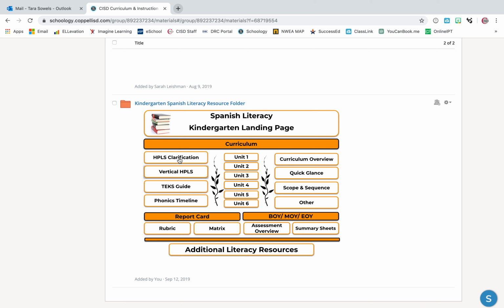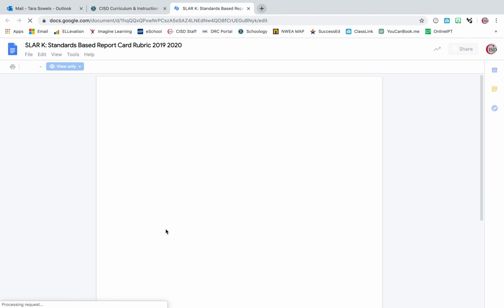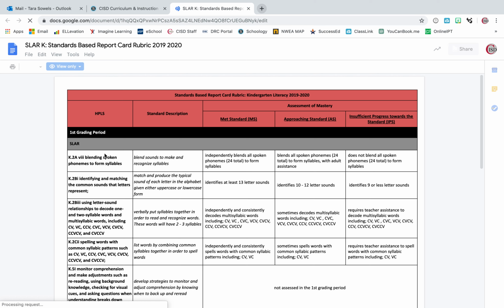And then, of course, the HPLS clarification documents, which are linked in each of the units, but there you can find all of them. And then finally, under the report card, I'm sure you might have already looked at this, but this rubric, again, is reflective of the Spanish language arts. It has the HPLS, because that's what we're going to be reporting out on the report card. It has the description of the standard, and then how do you know if they have mastered that or not.